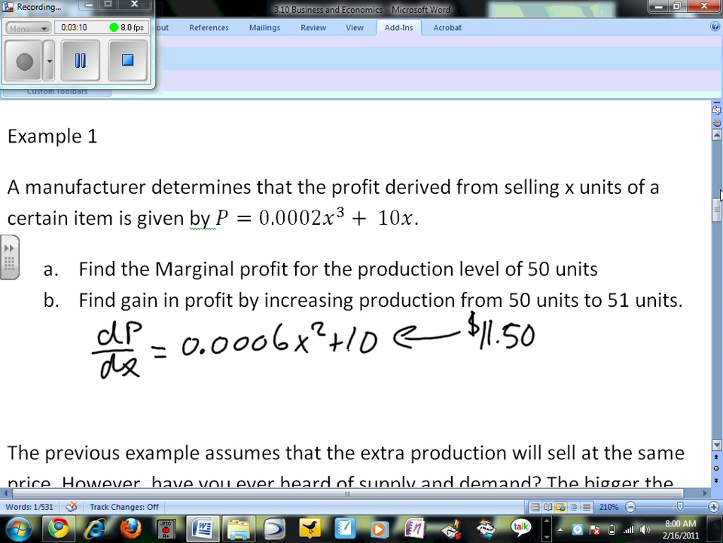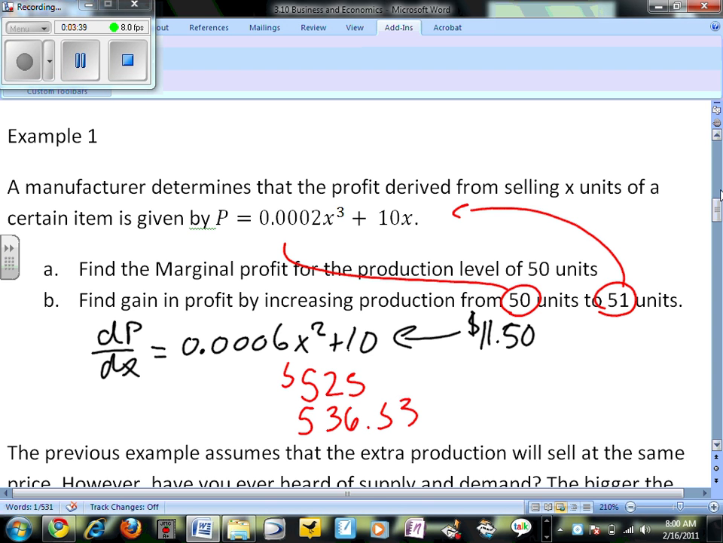So let's go ahead and look. All they want us to do is plug 50 into the profit equation. Then they want us to plug 51 into the profit equation as well. When I plug 50 units into that equation and multiply it all out on my calculator, I'm going to get $525.00. When I plug 51 units into my profit function, I'm going to get $536.53.